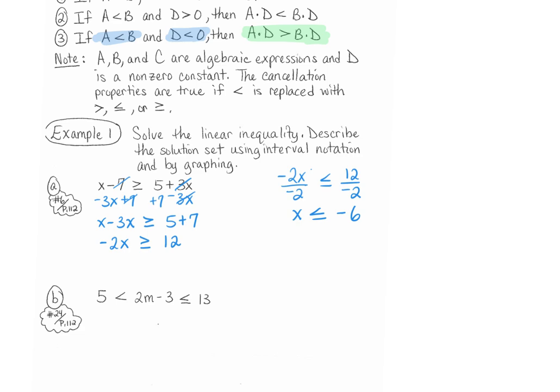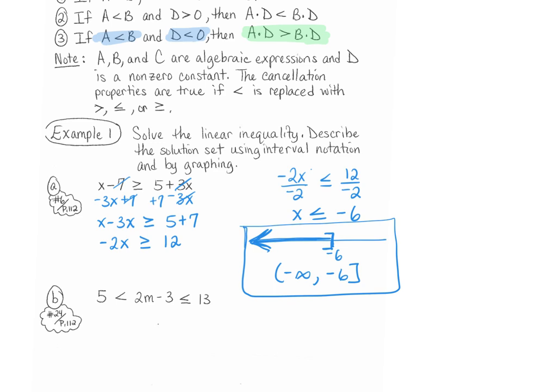That's the inequality. Now if x is less than or equal to negative 6, on a number line that means we have negative 6, and the bracket goes there. Because we have less than, we want to go to the left, so our bracket is facing the left, and then we shade everything to the left of it with an arrow. In interval notation, that means we have parentheses, negative infinity, comma, negative 6, bracket. That is our answer.